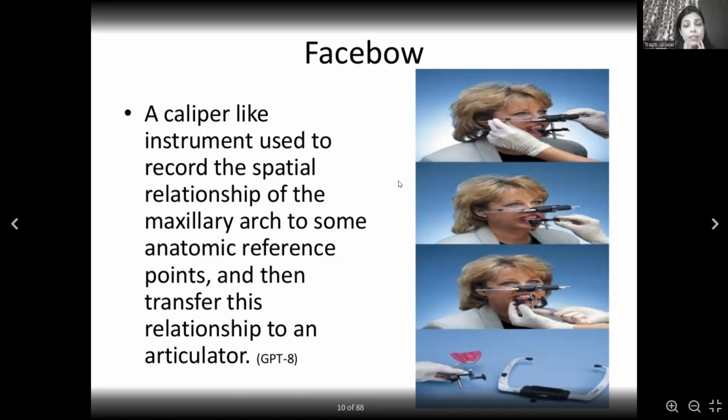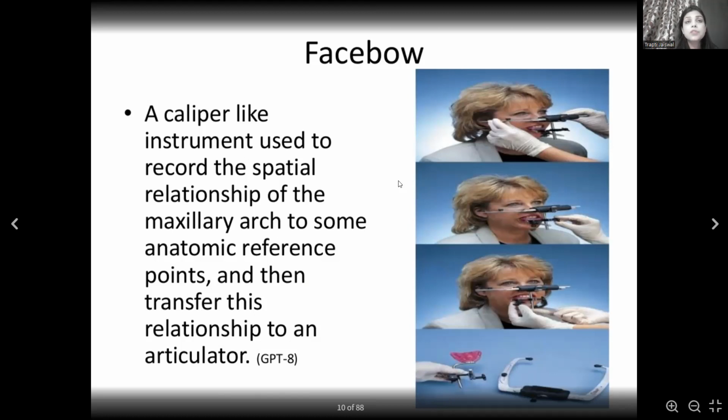We know that the maxilla is a fixed landmark and the mandible is a movable landmark. The condyles of the mandible can move, and the mandible and maxilla are related to each other, and both are related to the base of the skull, to the cranium. So we need to record this relationship of the jaws to the base of the skull, to the opening axis of the jaws. Then we can transfer the same relationship to the articulator, which will simulate the same relationship, and then we can fabricate the prostheses in the same manner as it will be in the mouth.